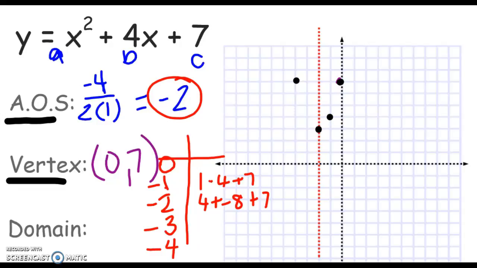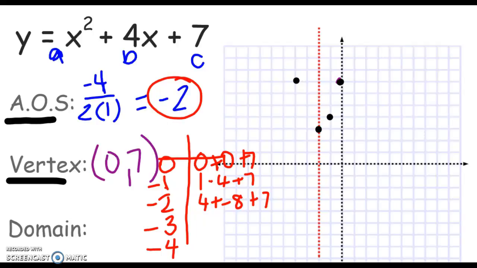Now you'll see that this is the reason why I don't technically need my vertex, because I can just plug it in. So if I plug in 0, I get 0 squared is 0, plus 4 times 0 is plus 0, and plus 7 is going to be 0, 7, which I already have plotted. It's a good habit to get into just to check, just to make sure that you don't have to put all of your numbers in, but you want to make sure that you are on the right track.